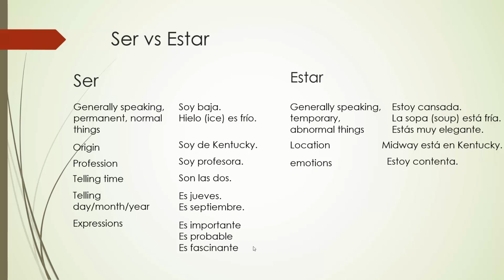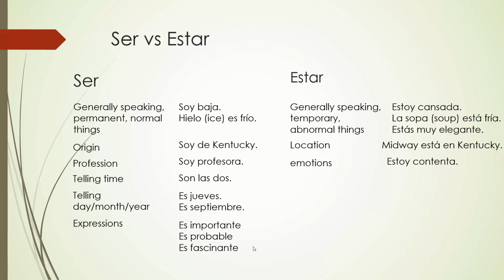La sopa, soup, está fría. The soup is cold. It's abnormal for soup to be cold. So we use estar. Or estás muy elegante. You have to be careful when you're using estar with adjectives. Estás muy elegante. Oh, you look very elegant. Now the implication is, normally you don't.